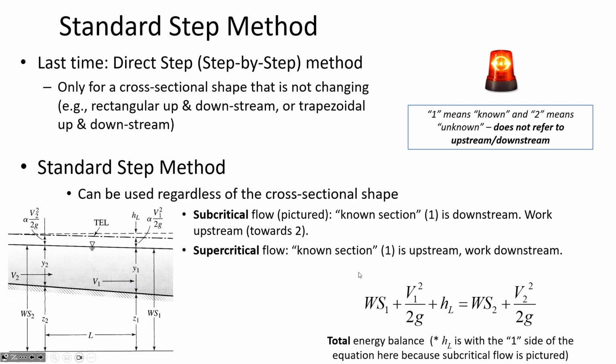So if you look at what's on the left-hand side of the equation, in what the figure is pictured here, this is subcritical flow that's pictured, because we know the depth at location 1, and that is the downstream depth. And so we know WS1, so maybe we've measured it with some sort of a gauging station.